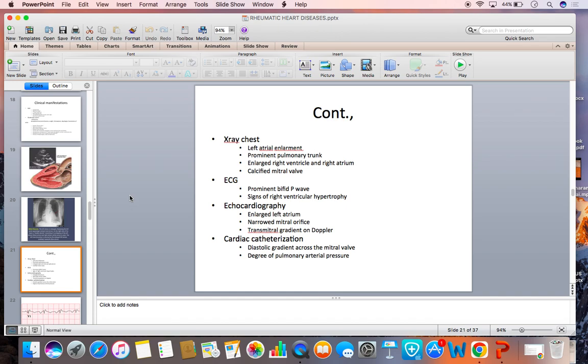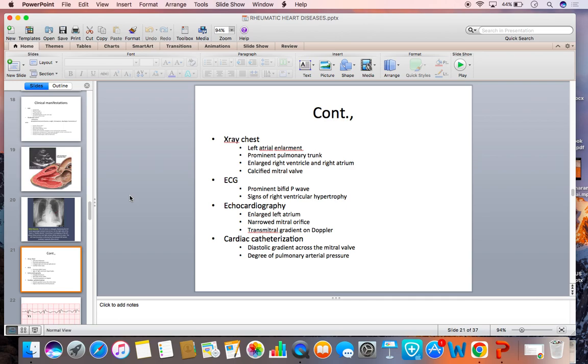Then, what is the normal workup you do on a patient with mitral stenosis? X-ray chest, which we have shown already: left atrial enlargement, prominent pulmonary trunk, enlarged right ventricle and right atrium in late stages of mitral stenosis with congestive heart failure. Sometimes you see the calcified mitral valve. ECG shows prominent bifid P waves, that is P mitrale. Signs of right ventricular hypertrophy with right axis deviation.